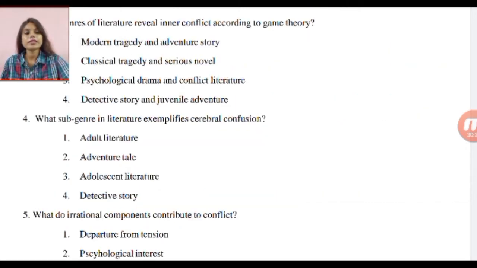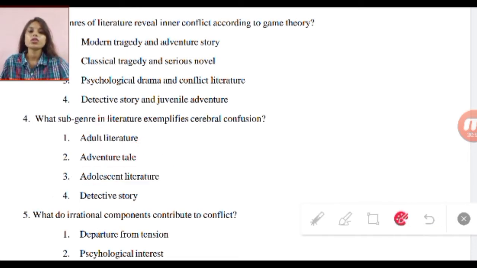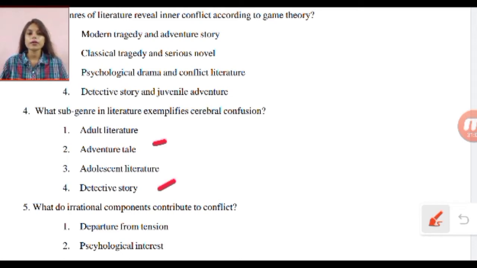The correct answer over here would be number 4, that is detective story. Why? Because first of all, we did not come across adult literature in this paragraph. We even did not come across adolescent literature over here. So what did we come across in the paragraph? It's adventure tale. So what we have come across in this paragraph is adventure tale and detective story. So why did I choose detective story?